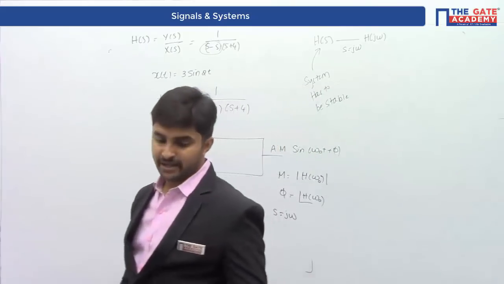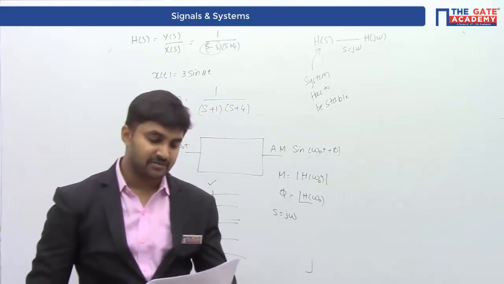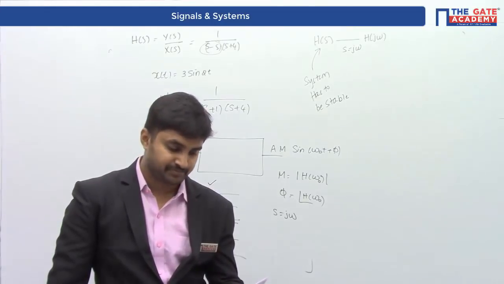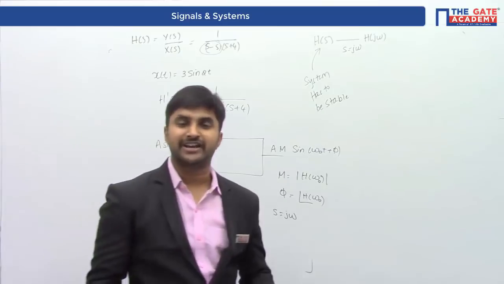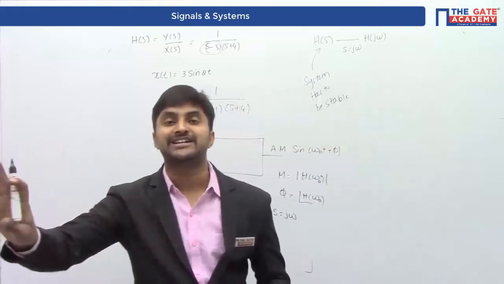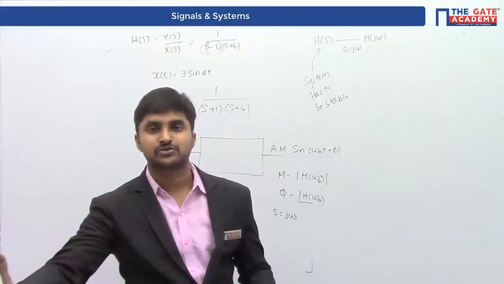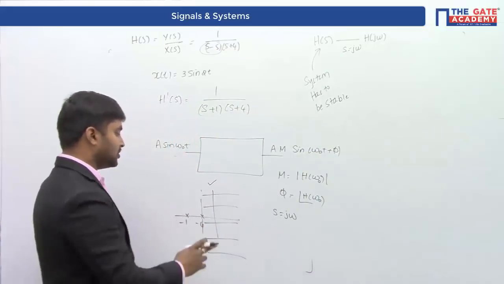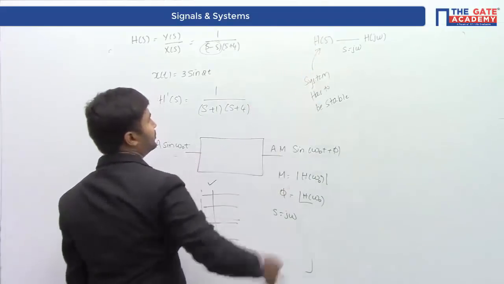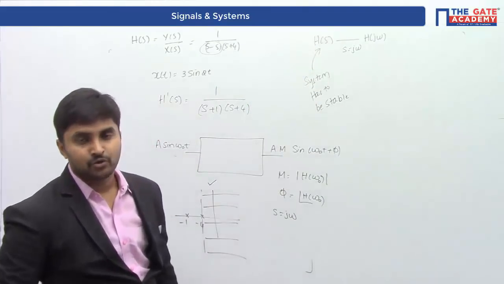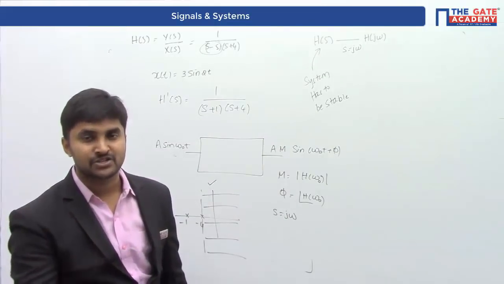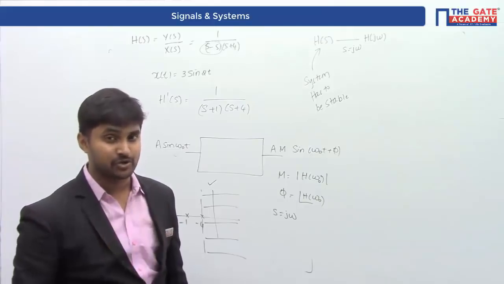Now, it is already declared that the system is going to be causal. Causal means the ROC is always going to be right-sided in nature. You have to ensure that when you are converting it into a Fourier transform to get the frequency response, the system has to be stable in nature. Otherwise, it is not possible.